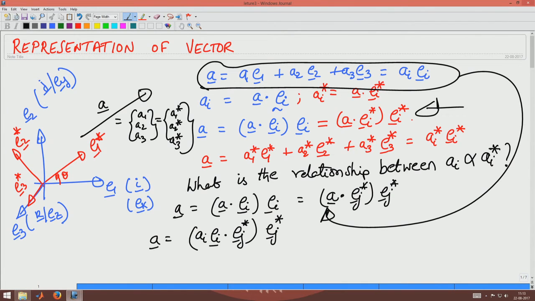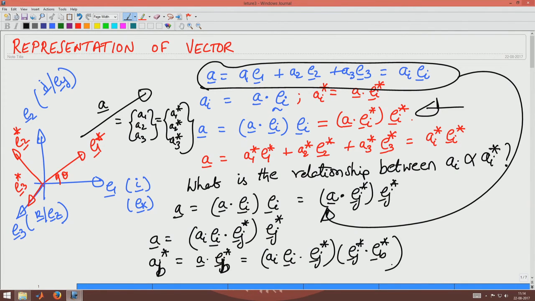Then I go back to this equation where I want to find Aj star, which would be A dotted with Ej star, which will be Ai Ei dotted with Ej star, Ej star dotted with Eb star. I could not have used j here because that violates the summation convention. J will appear thrice on the same side of the equal to sign, which is not allowed.